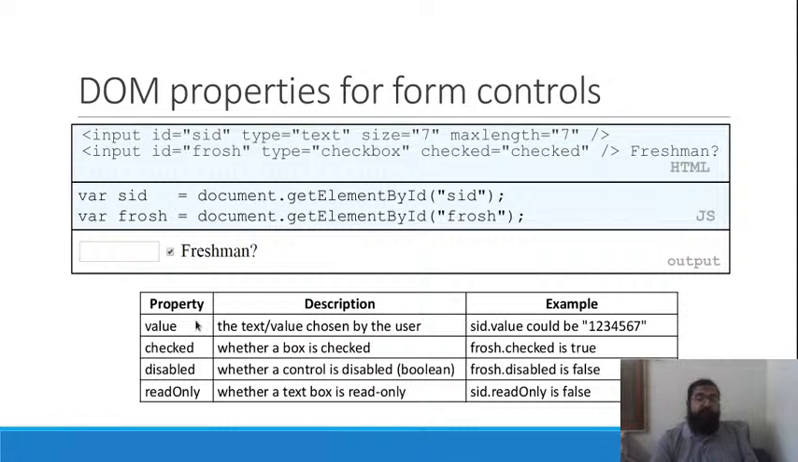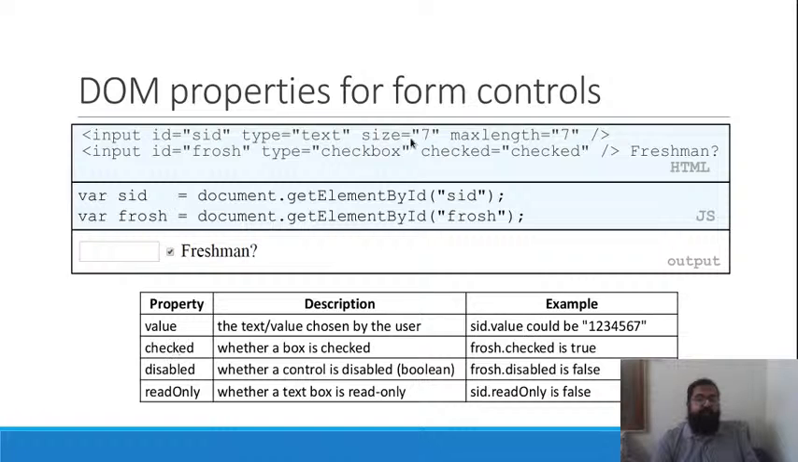So value, the text or the value chosen by the user. Here we have a text box, sid. So sid.value, whatever the user has entered at a particular point in time, it can pick up the value. It can be 1 2 3 4 5 6 7 as an example, or it can have some value like a name, somebody's name, Abhishek or Avinash or Anup, or any text. So the value can be accessed by sid.value.